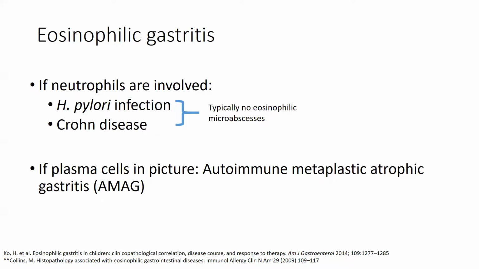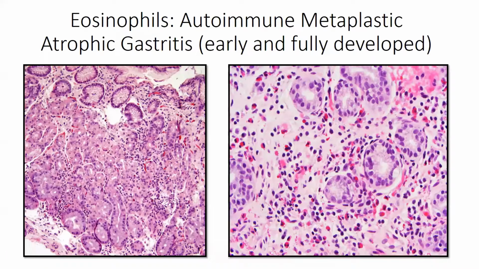And then if plasma cells are in the picture, you think about autoimmune metaplastic atrophic gastritis. And these are two examples of AMAG, both early on the left and fully developed on the right. And you can see that both of them have a prominence of eosinophils. And early AMAG was still a little bit in the way of oxyntic mucosa with this bottom heavy infiltrate and this peppering of eosinophils in the background.